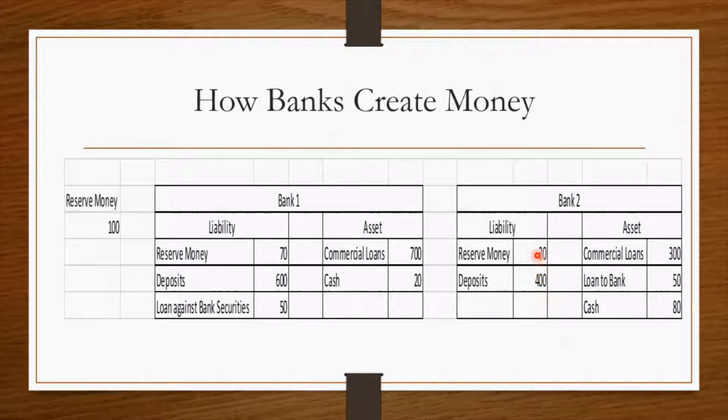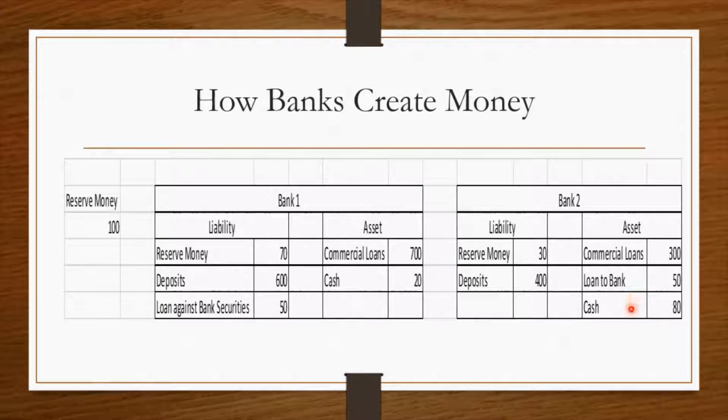Remember, here adding the reserve money and the deposit would mean $670 of liability for the banks, while the asset for the bank is $700. The bank has to balance its books. It's short by $30. And $20, let's say, is cash. So similarly for Bank 2, it has $430 of liability, against just $300 of assets in the form of commercial loan. Again, the bank has to balance its books.